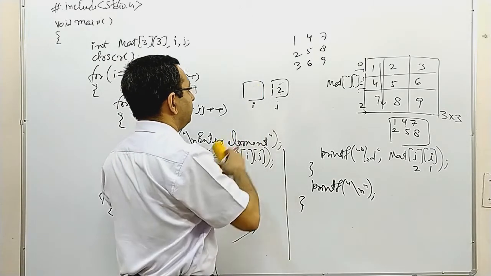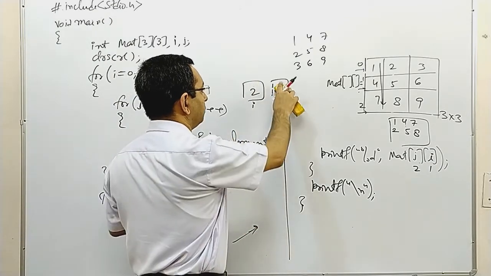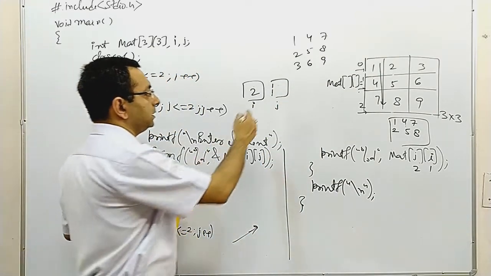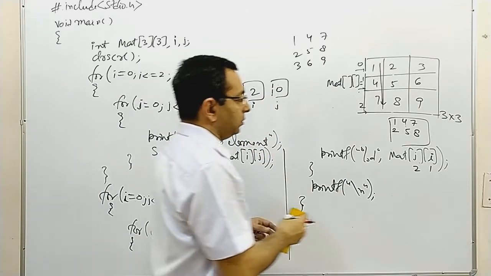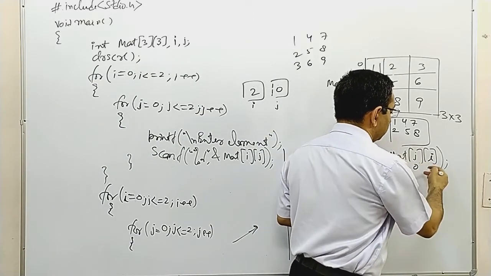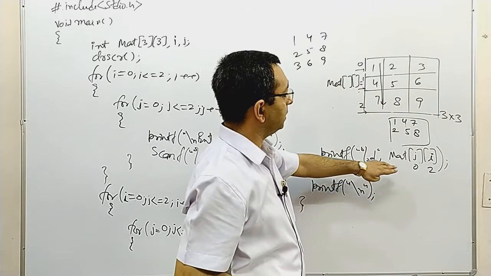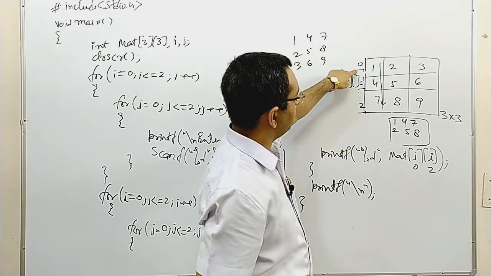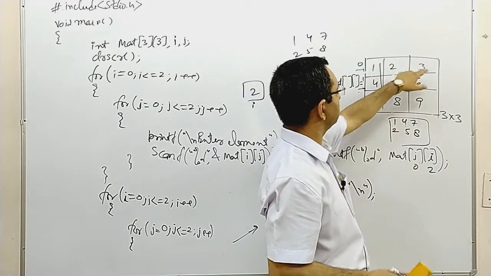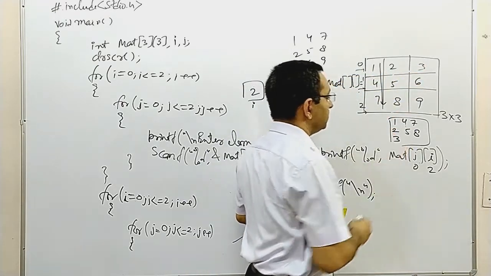And then again the value of i will be 2. For the value of i as 2, j will be 0, 1 and 2. So initially j is 0. So now j is 0 and i is 2. So what will be printed here? Row is 0 and i means column is 2. 0, 1, 2 means this. So this 3 is now printed.